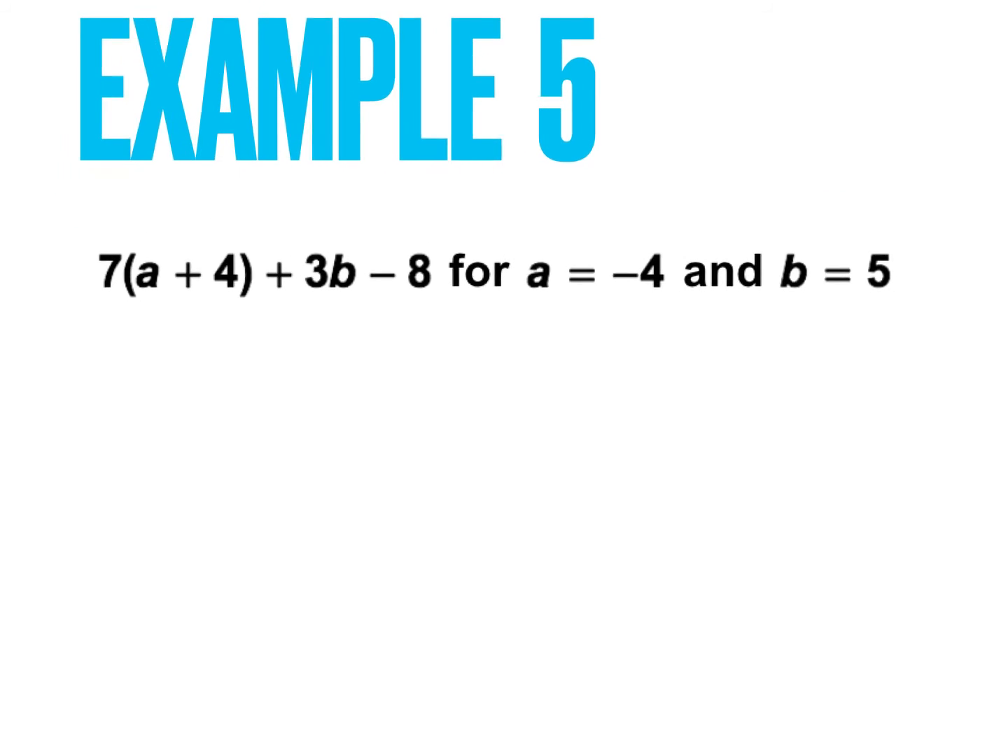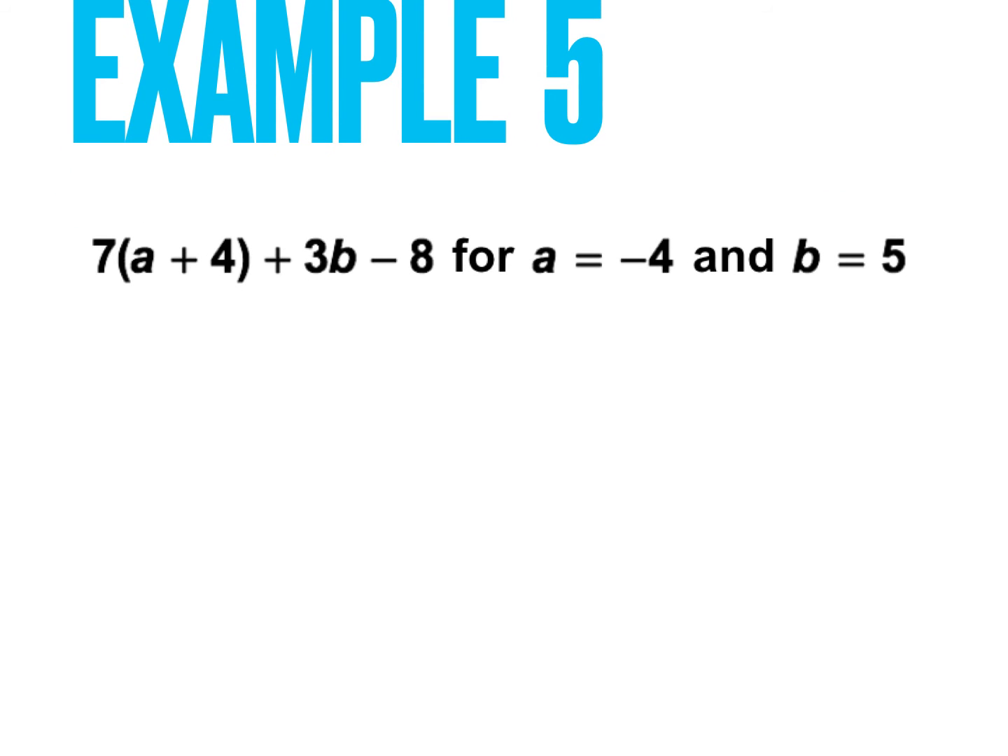Example 5. What's the first thing we have to do? Plug them in. So we're going to plug in negative 4 for A and 5 for B. I'm just going to write everything. So I have 7 times negative 4 plus 4 plus 3 times 5 minus 8.